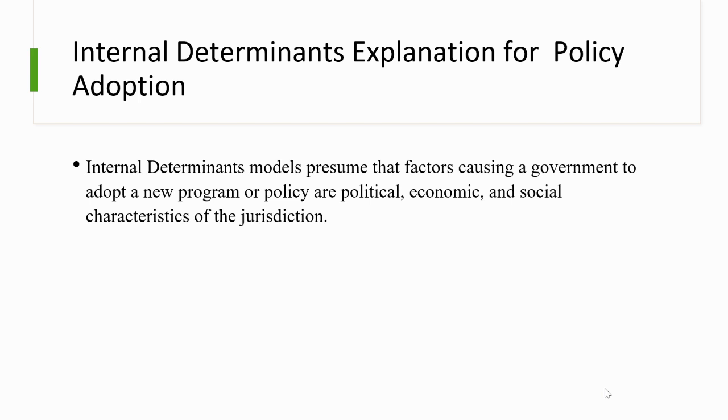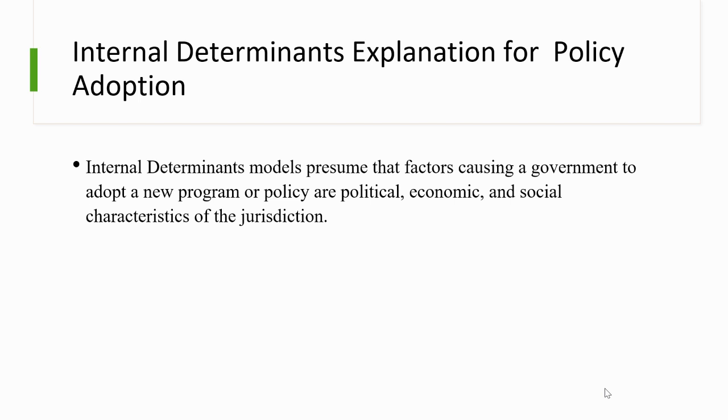It's rare that a jurisdiction adopts policies strictly on its own without outside influence. Therefore, it's believed that internal determinant models must acknowledge that when a government adopts a policy new to the world, media coverage and institutionalized channels of communication among governments make it likely that knowledge of the policy spreads to other jurisdictions.